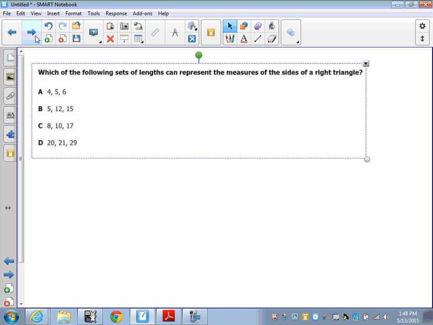Let's go on to the second one. So it says, which of the following sets of lengths can represent the measures of the sides of a right triangle? So we see we have a right triangle. We're not given any angles other than 90. We know there has to be 90 because it's a right triangle. So we're going to use a squared plus b squared is equal to c squared.